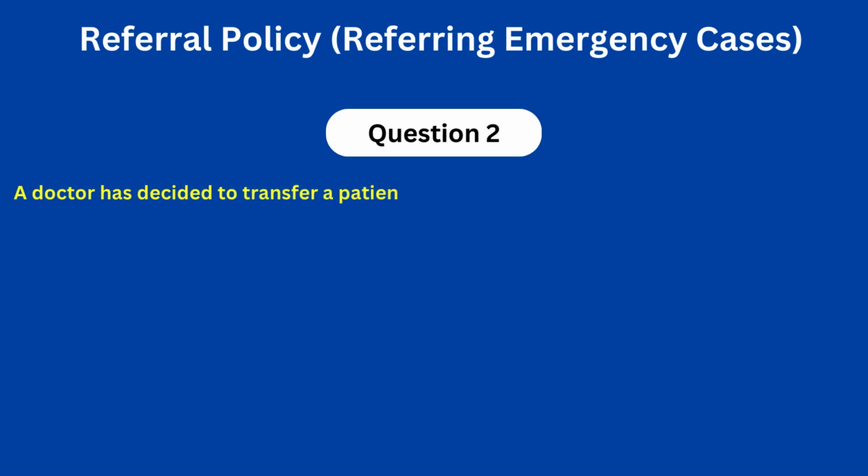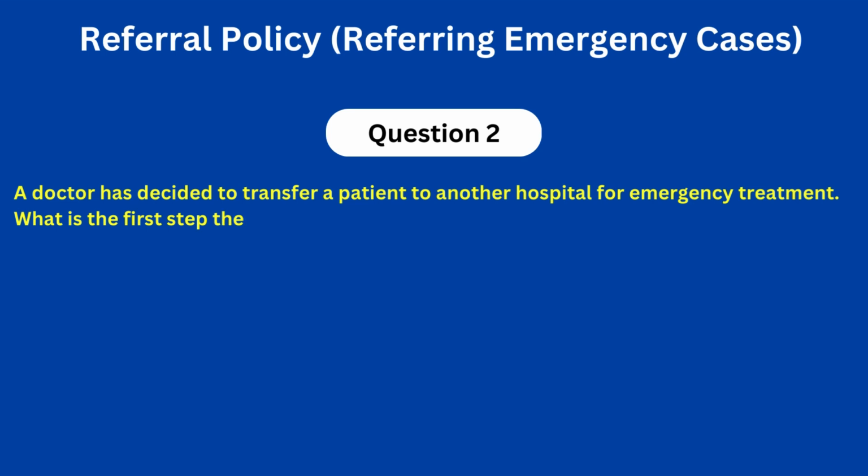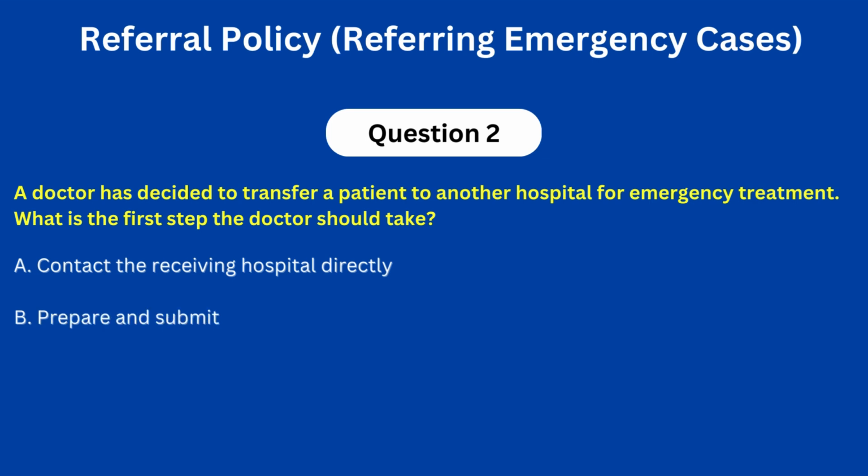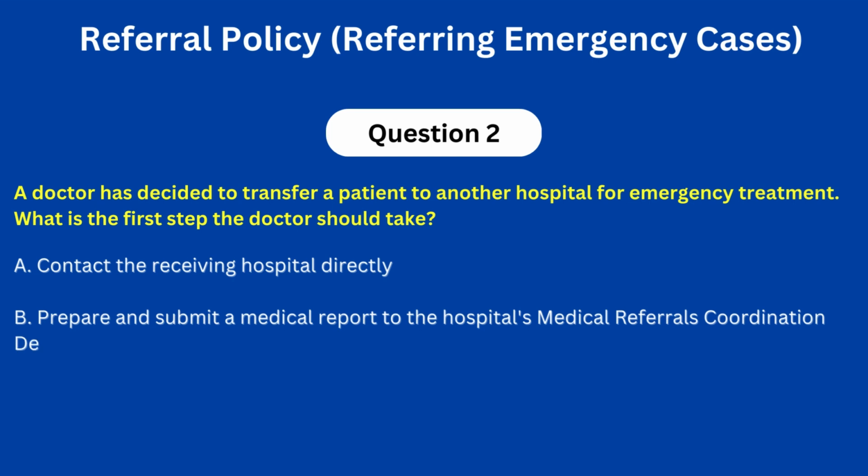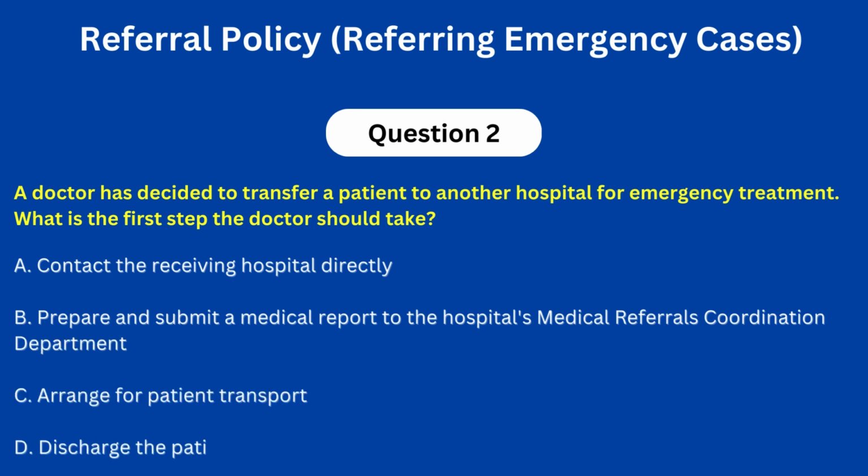Question number 2. A doctor has decided to transfer a patient to another hospital for emergency treatment. What is the first step the doctor should take? A. Contact the receiving hospital directly. B. Prepare and submit medical report to hospital's medical referral coordinator department. C. Arrange for patient transport. D. Discharge the patient from the current hospital. The correct answer is B.